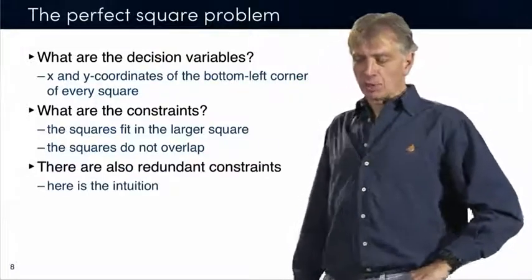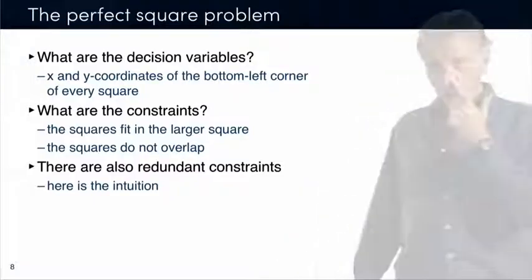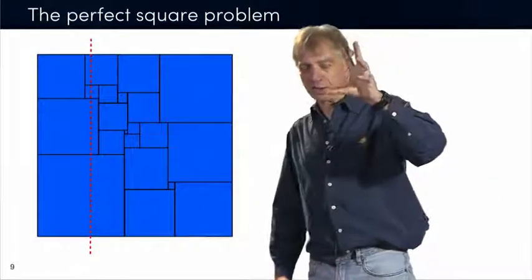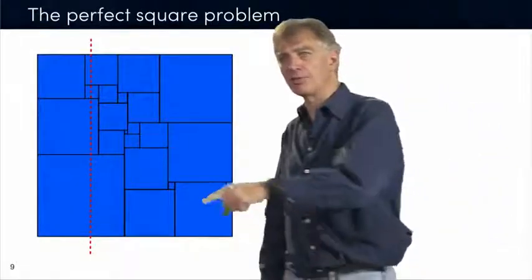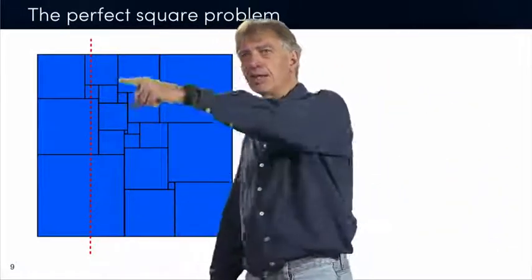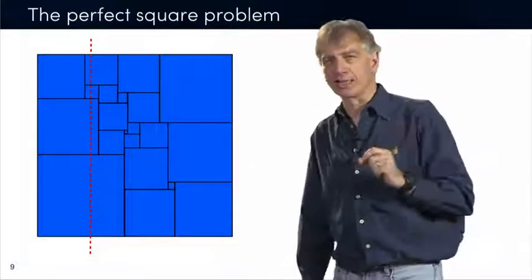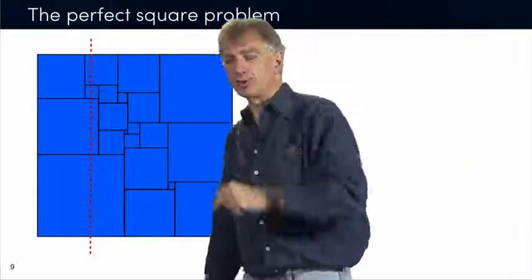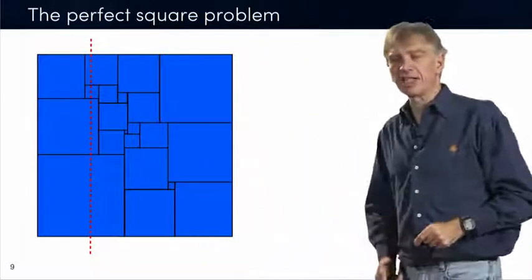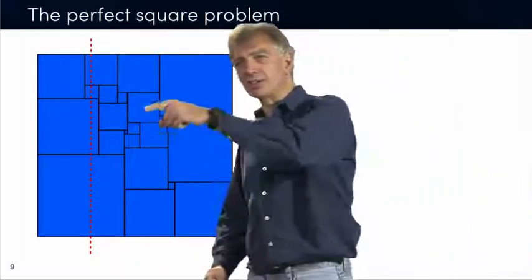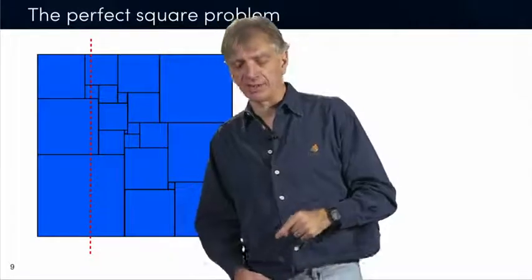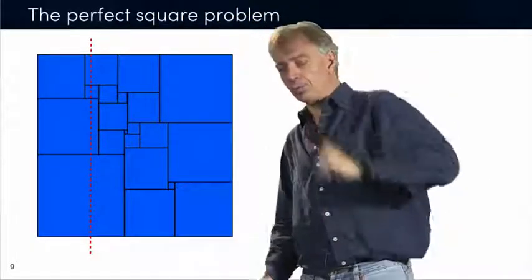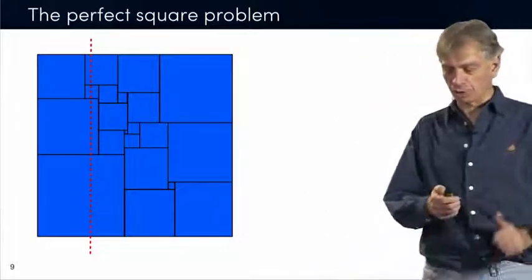Okay? Now there are also some redundant constraints. Okay, so I won't go into all the details, but I want to give you the intuition. So here is the intuition. If you look at that vertical line here, that vertical line corresponds to an x coordinate. Okay, and it's basically intersecting a number of squares. So what you want to be sure of is essentially that the sum of the sizes of the squares that this line is intersecting is equal to the size of the big square. Okay, so that's a redundant constraint that you have.